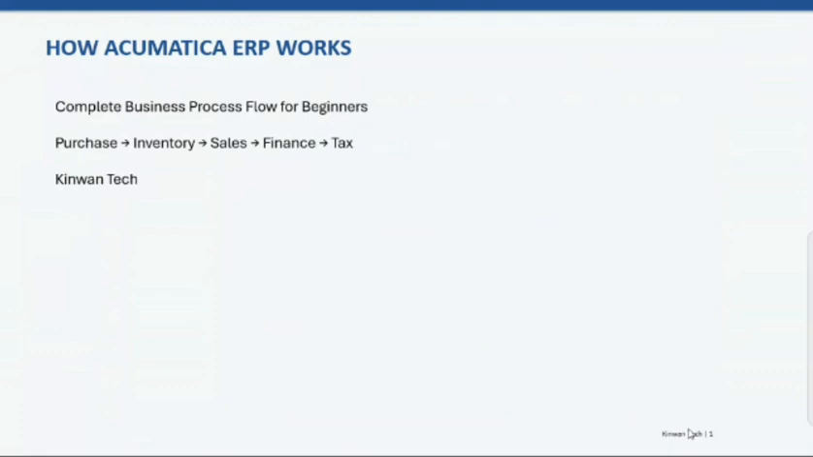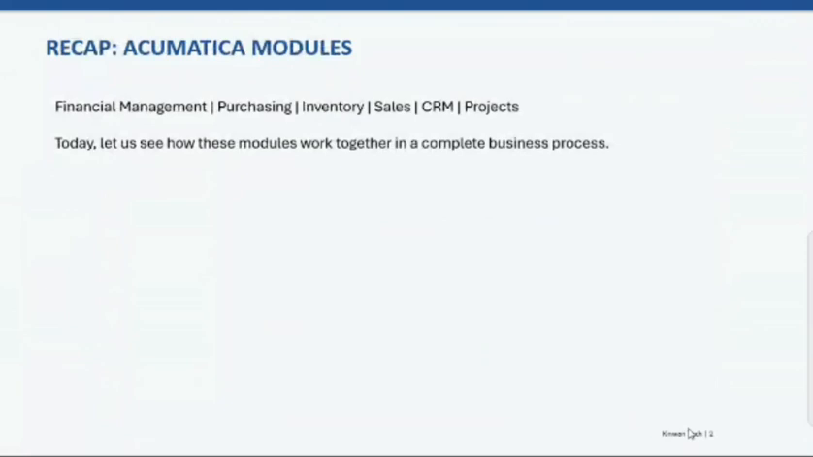Before we start, we shall first have a recap of what we did last time, where we covered the Acumatica modules: the financial module, the purchasing module, the inventory module, the sales module, the CRM, and the project module. Today, I would like us to focus on seeing how these modules work together harmoniously to give us a complete business ecosystem. So let us get started.